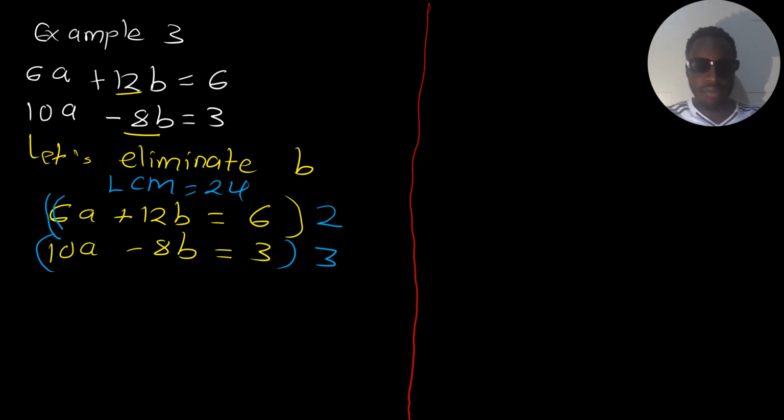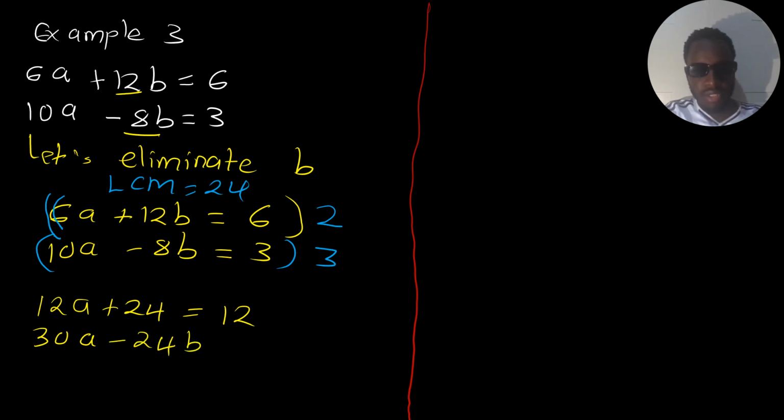So let's open the bracket. It will be 2 times 6, that is 12a, plus 24b is equal to 6. No, I'm sorry, is equal to 12. When we multiply 6 by 2, that is 12, and then 3 times 10a, that is 30a, and then 3 times negative 8b, that is negative 24b, which is equal to 3 times 3, that is 9.